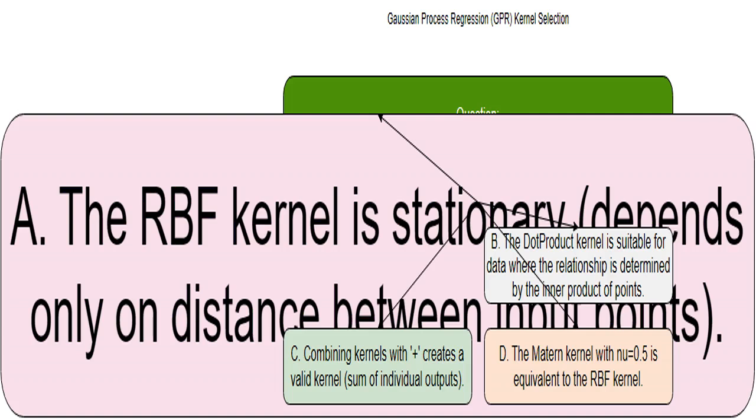This statement says the radial basis function, RBF, kernel's output only depends on the distance between input data points, making it stationary. This is true. The RBF kernel uses a Gaussian function that measures distance. Think of it like this. The closer two points are, the more similar they are considered.